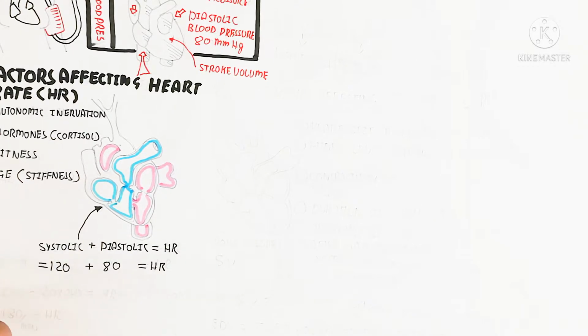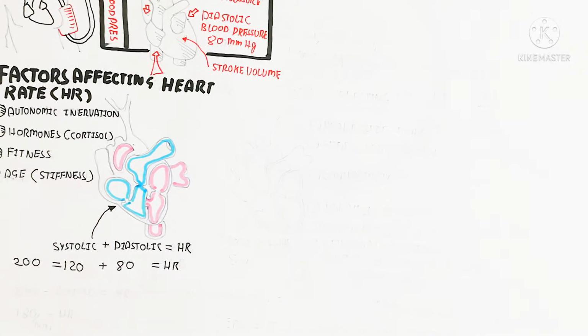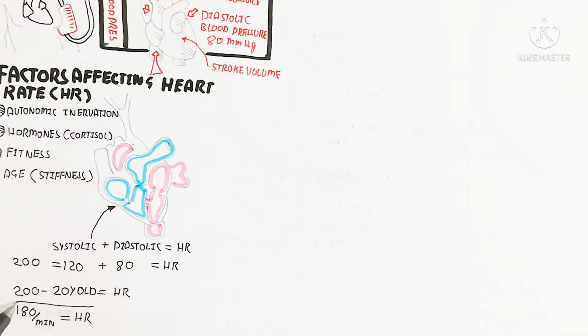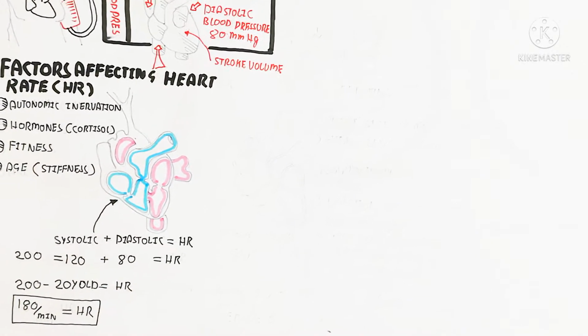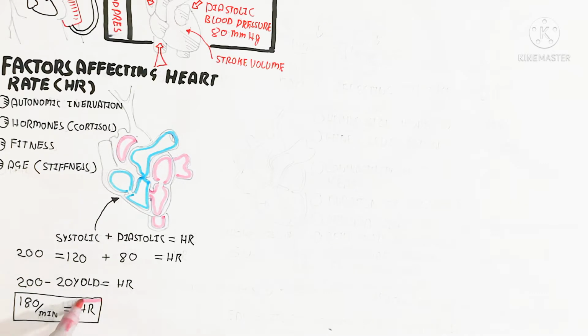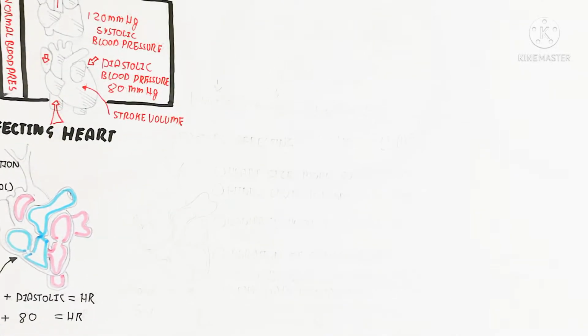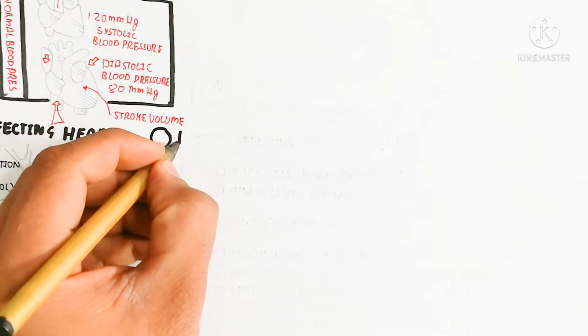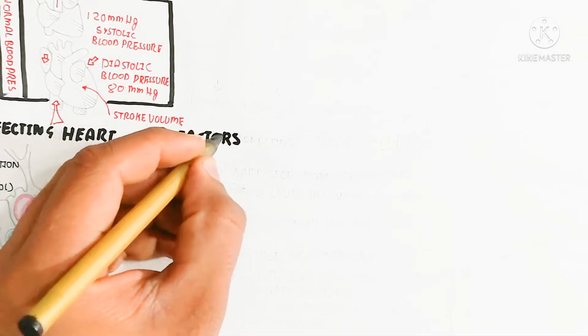So here the systolic and diastolic blood pressure relate to heart rate, HR, and we can calculate the maximum heart rate as 200 minus the age. This 200 is the heart rate from which we subtract the age. For example, a 20-year-old person, subtracting 20, has a heart rate of 180 beats per minute.